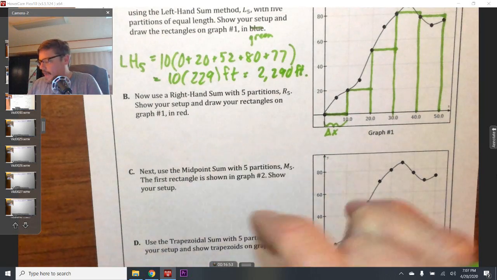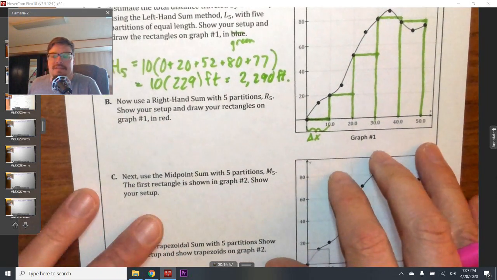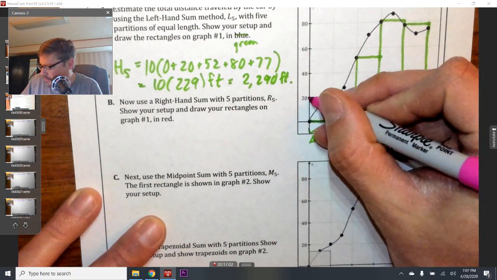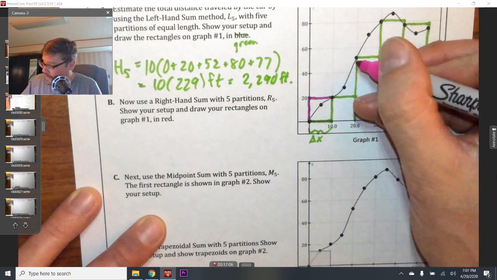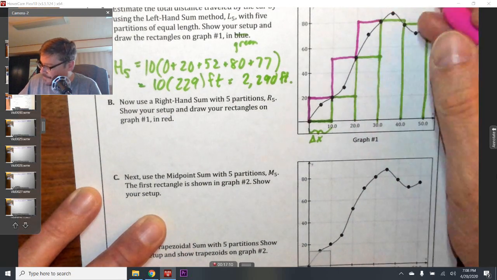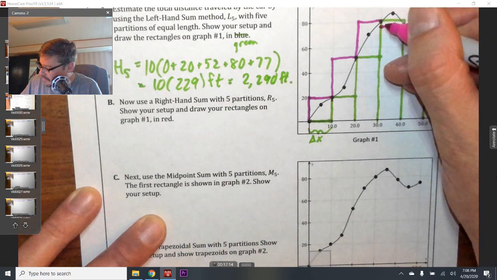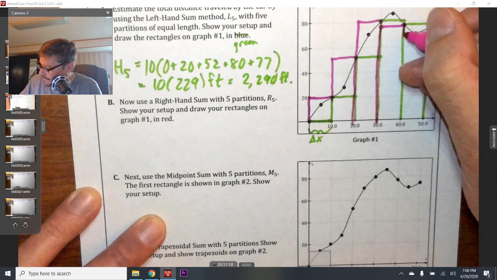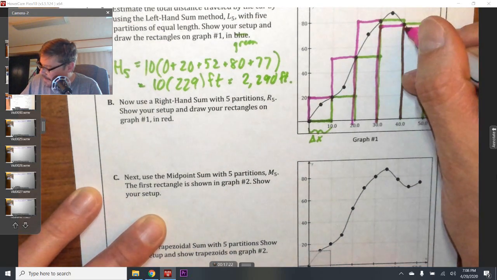Now if we do it the right-hand way, I'm going to change colors. The right hand means that I need the right endpoint here. You can see that that's going to be an overestimate. The right hand here would go to here. The right hand here is here. The right hand here is there. I'm actually going to draw over these now. Then the right hand here is there.